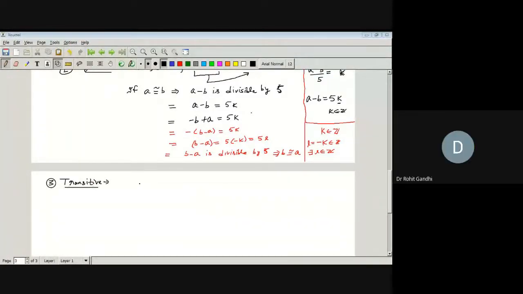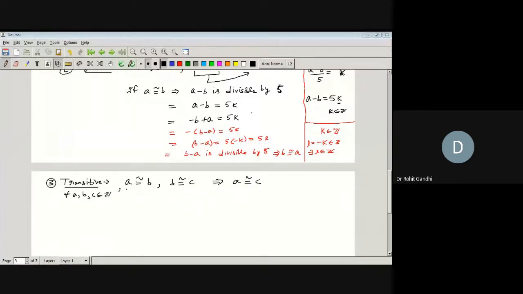So next, the part is the transitive. Now, given that A is in relation with B, and A, B, C are any three elements in our integers, and A is in relation with B and B is in relation with C, what we have to prove is that A is in relation with C.